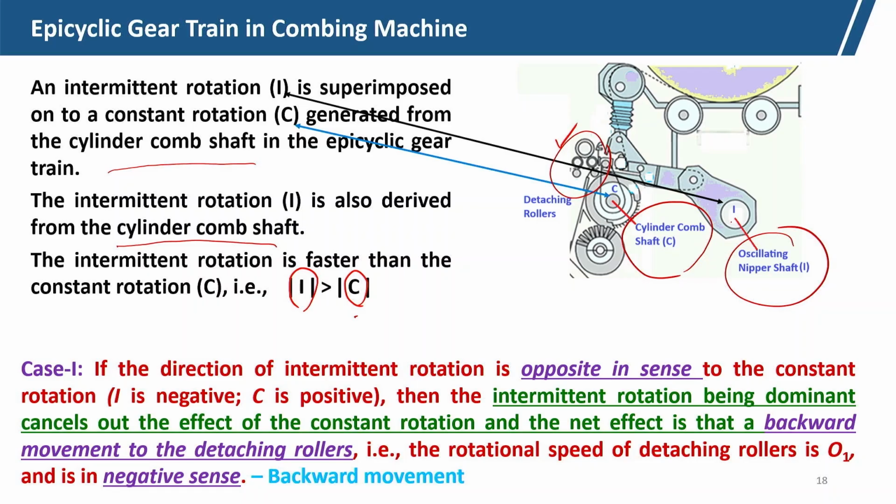Backward motion of the detaching roller means the rotational speed of the detaching roller is O1 and it is negative. O1 is the motion where the intermittent motion is in the opposite sense to that of the constant motion, that is case 1. And ultimately the detaching roller will have the rotation O1.